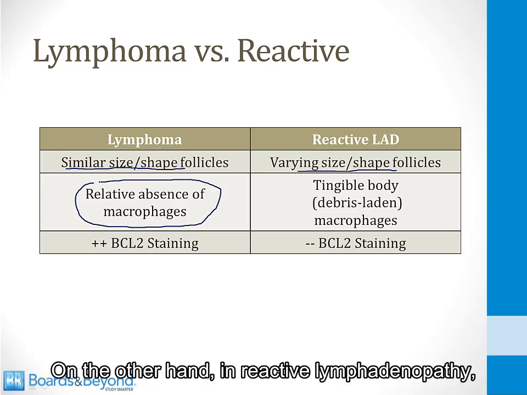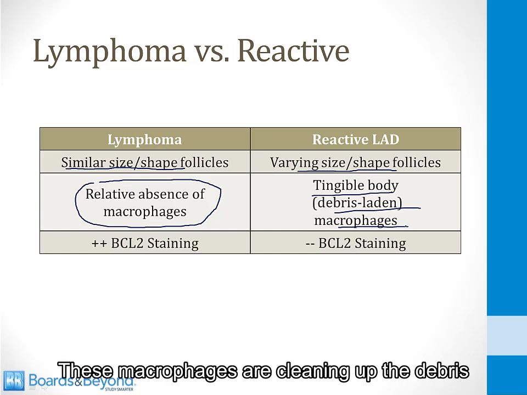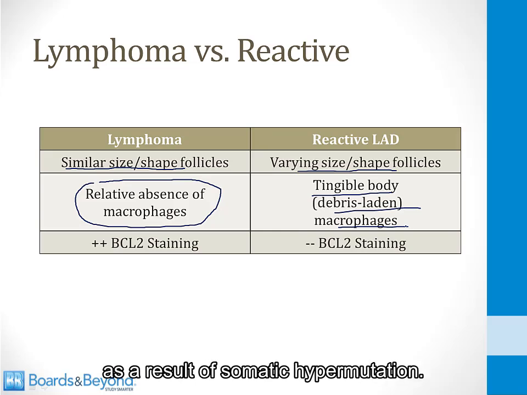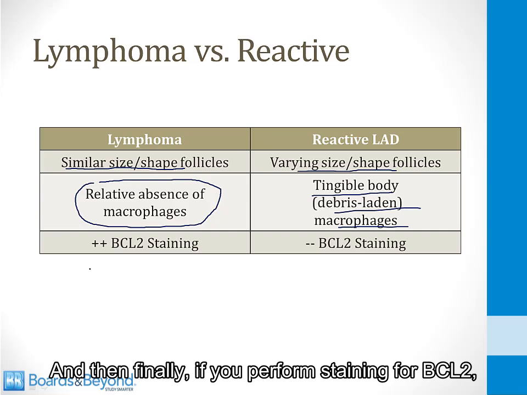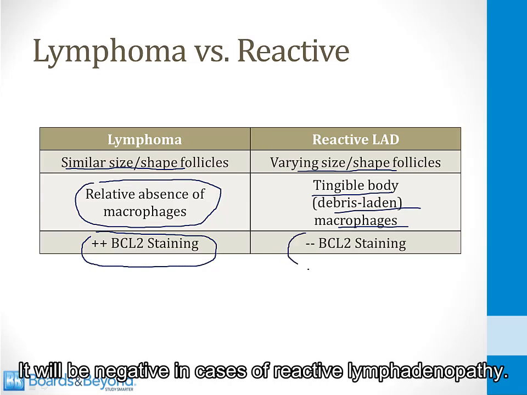On the other hand, in a reactive lymphadenopathy, there are what's known as tingible body or debris-laden macrophages present. These macrophages are cleaning up the debris from the B cells that have undergone apoptosis as a result of somatic hypermutation. And then finally, if you perform staining for BCL2, it will be markedly positive in most cases of follicular lymphoma. It will be negative in cases of reactive lymphadenopathy.